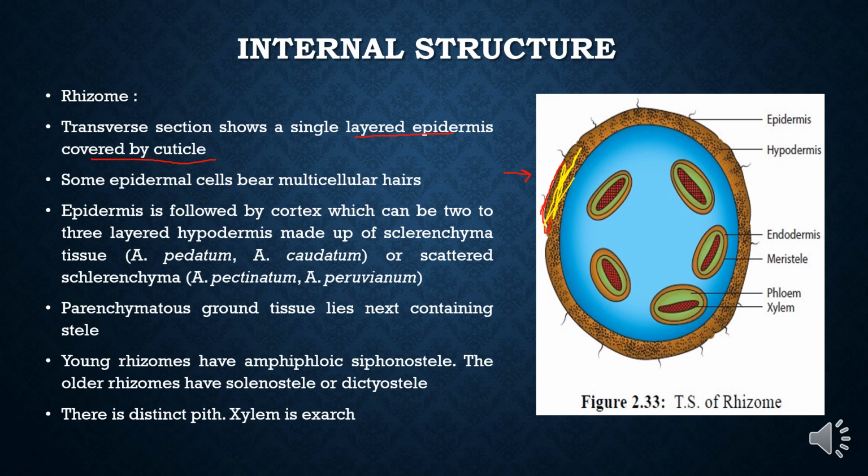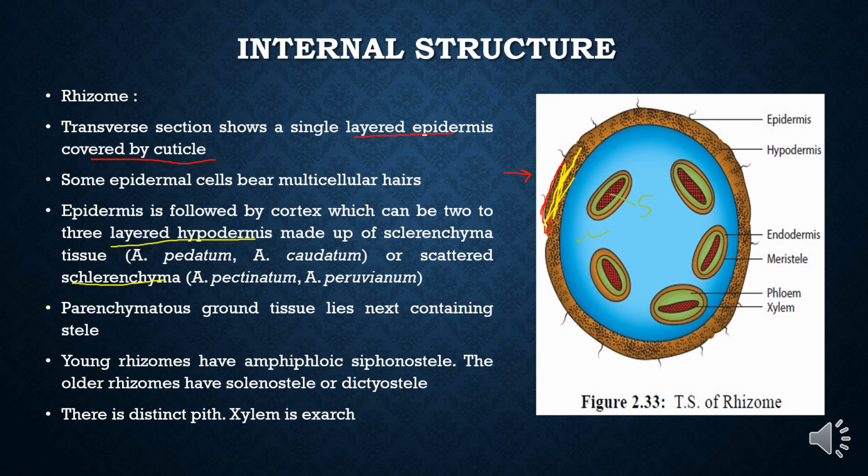If the red one is the epidermis, the next region is the cortex. Depending upon the species, this cortex can have a 3-layered hypodermal region of sclerenchyma, or the sclerenchymatous tissue can be scattered in particular places in the cortex. So it can have a continuous layer or a very scattered sclerenchyma. This sclerenchymatous region of the cortex is for mechanical strength. So from the outer surface, the epidermis is followed by the cortex, then we have the ground tissue, this region, and it contains the stellar region.